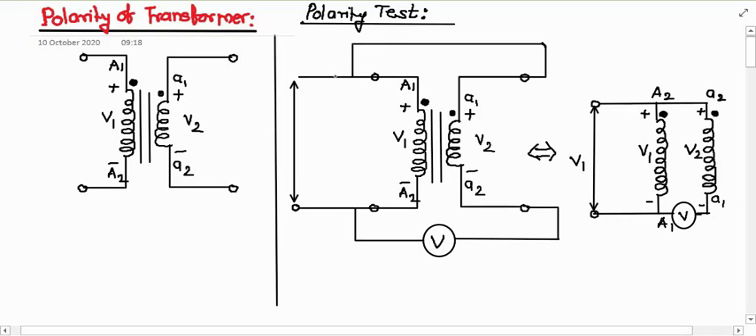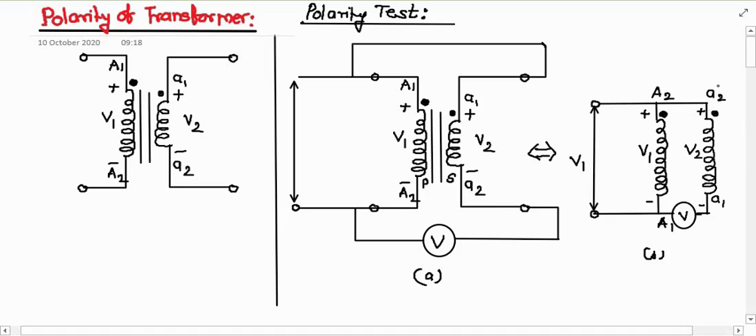Polarity test is carried out in order to determine the relative polarity of the two windings of the transformer, that is primary winding P and the secondary winding S. The setup of the polarity test is shown in this figure. Okay, it shows that the two windings are connected in series and a voltmeter is connected across their series connection. So the equivalent circuit of figure A is shown in figure B. These two windings are connected in series and the voltmeter is connected across their series combination.